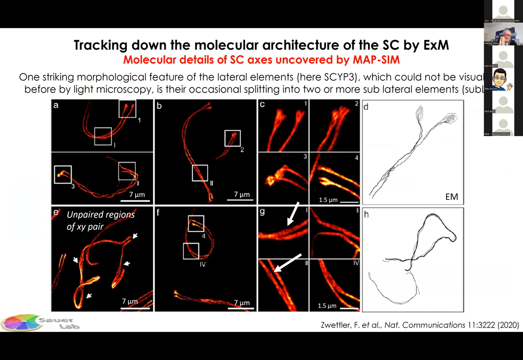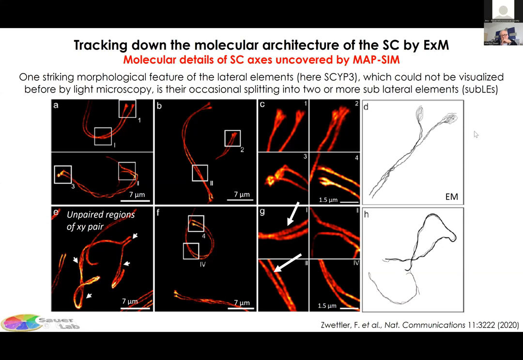So by first expanding the sample, not digesting the sample but heat denaturing the sample to preserve the epitopes, we can do post-expansion immunolabeling. And then we could see things which have never been seen before.